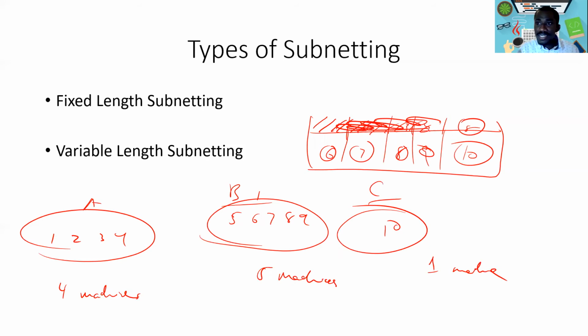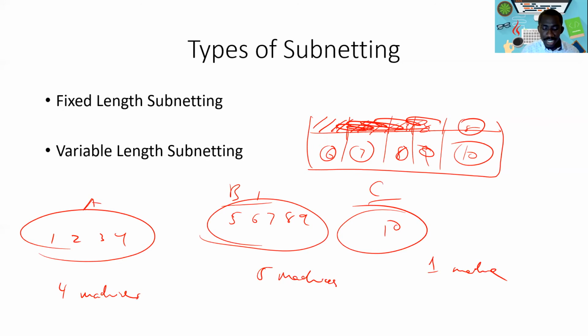Variable length subnet mask is saying that when we divide our networks into various subnets, we don't want them to have the same length, meaning we don't want them to have the same number of IP addresses. And this is the concept of variable length subnet mask, so subnetting.